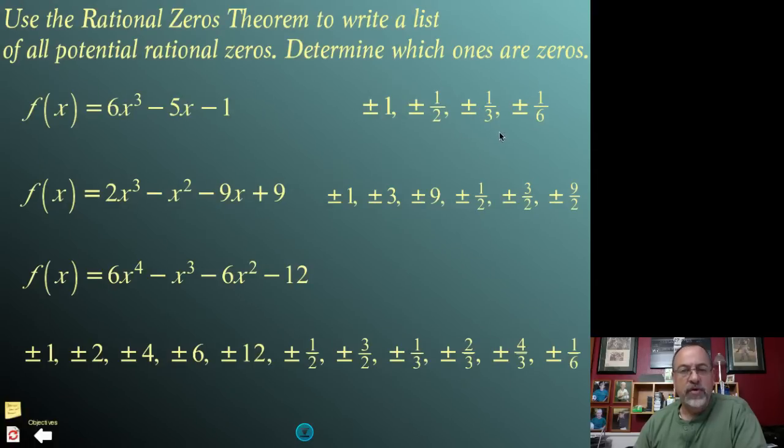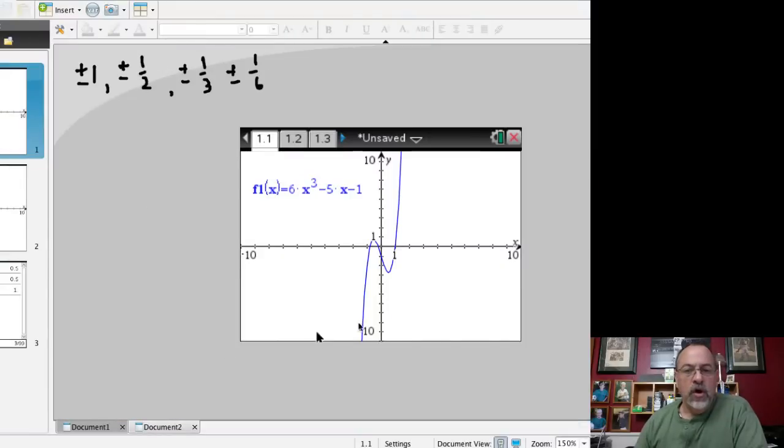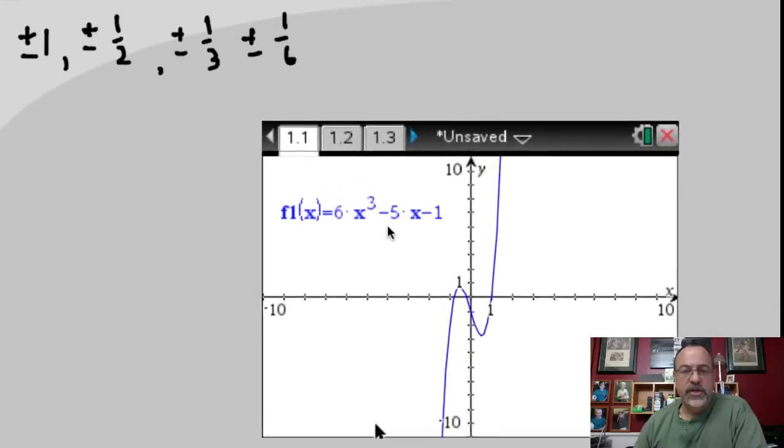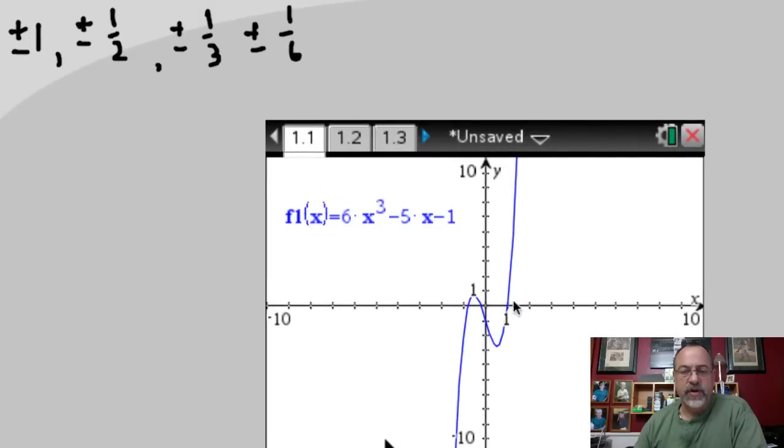Okay, and here's how you can use your calculator to help you out. So let me give you this example right here. Okay, so what I've done here is I've graphed the expression 6x cubed minus 5x minus 1, and here's the graph, and I have my list of potential zeros here. So what you can use your calculator for is to look where this graph crosses or touches the x-axis, because those are the zeros, and determine if any of these numbers are in your list of potential zeros.